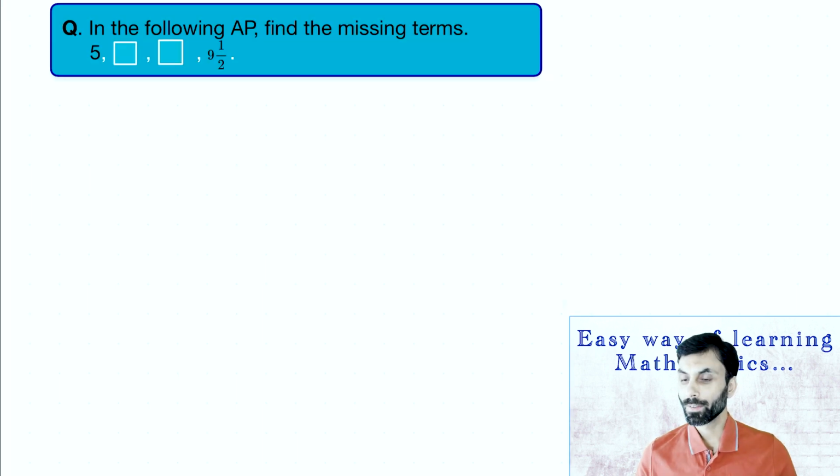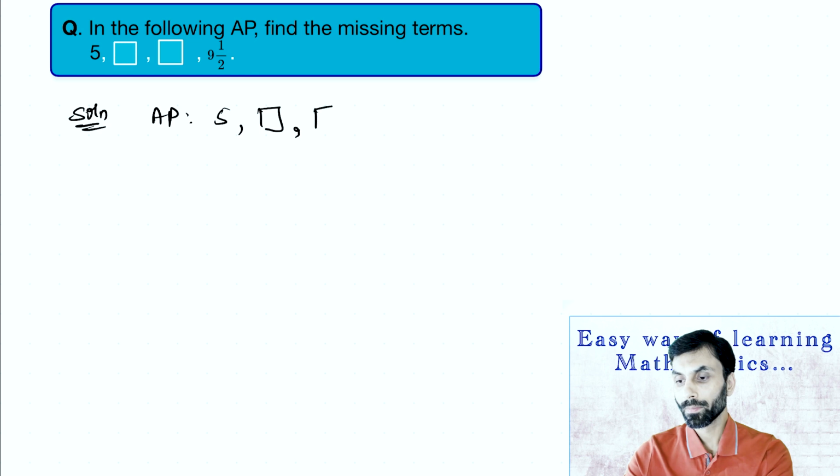So the first question is, in the following AP find the missing terms. It has been given that the first term is 5, the second and third terms are missing, and the fourth term is 9.5. We have to find the second and third terms here. So in this case, A is 5 and A4 is 9.5, which we can also write as 19 upon 2.